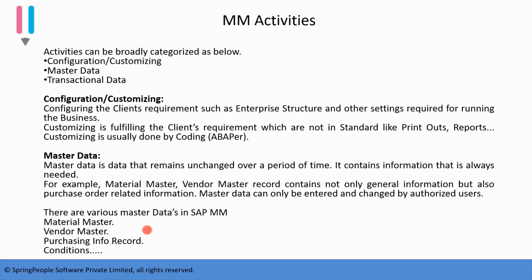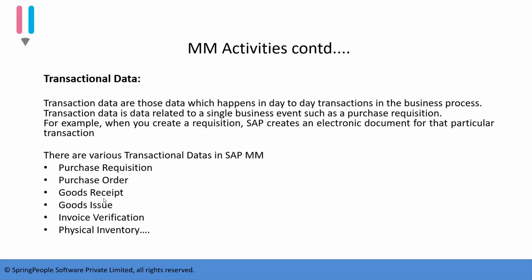There are various master data in MM, like your material master, vendor master, info records and conditions. What are these info records and conditions? We'll see later on, if you join the training, and we'll discuss this in detail. Next is your transactional data. What do you mean by transactional data? We have purchased an iPhone. Now that particular event is a transaction.